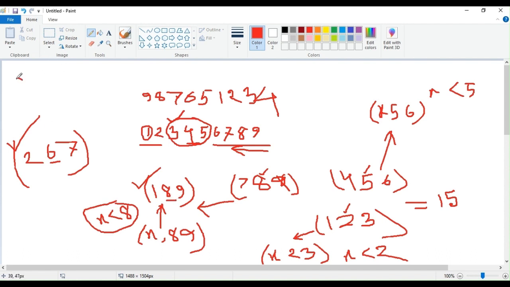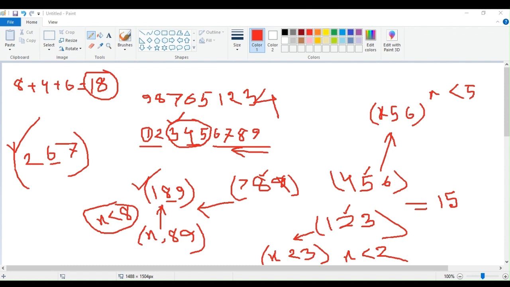If we sum 8 plus 4 plus 6, total 18. So that means our answer is 18. So 18 is greater than 15. The optimal solution is 18. The 18 would be the answer. See, the answer is 18 here.